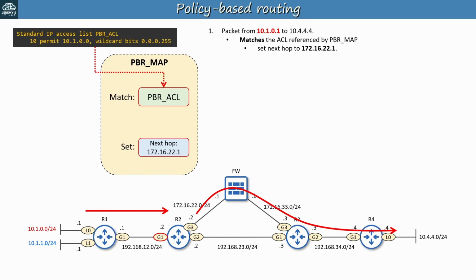That means the packet will take the route via the firewall. Instead of doing a most specific match lookup in the routing table using the packet's destination IP, R2 decided the packet's next hop based on its source IP, using the route map.